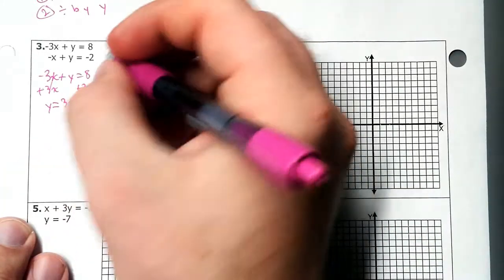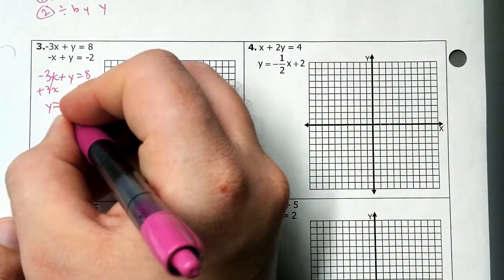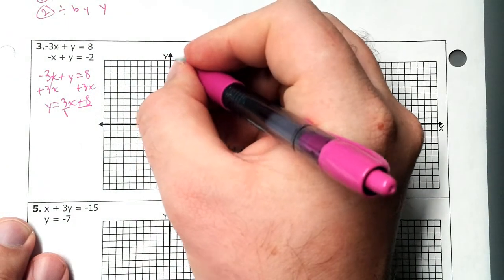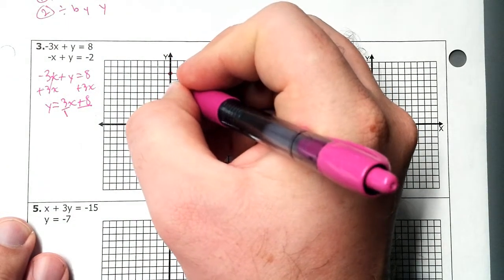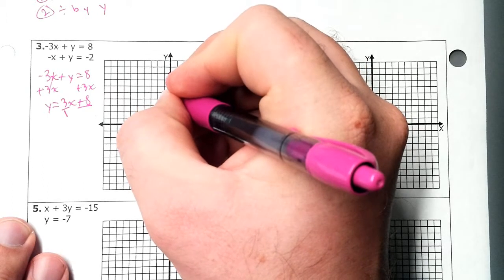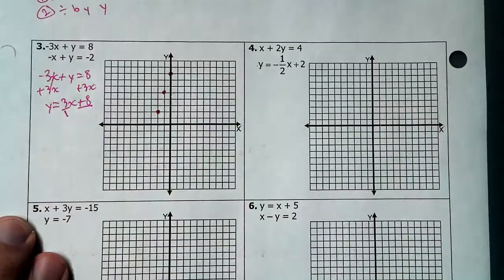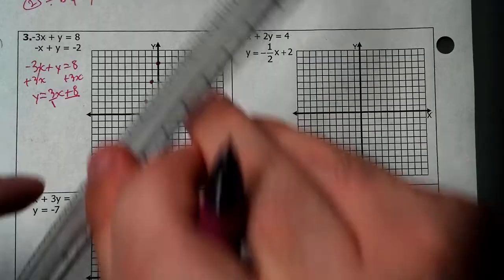Our slope is 3. Slope of 3 means it's 3 over 1. So from here, up 3 over 1, but I'm out of room, so I'm going to go backwards. 2, 3, and I'm going to go over 1 backwards. 1, 2, 3, 1 backwards. All right? And let's graph our line.